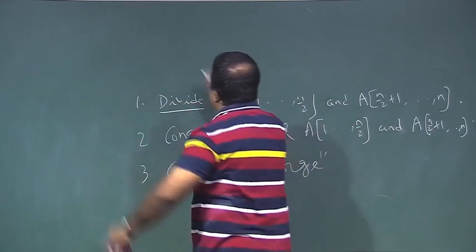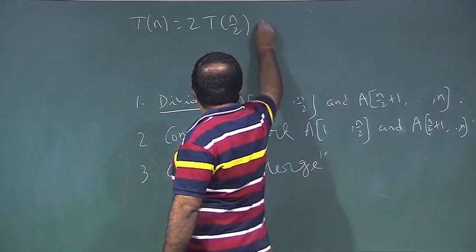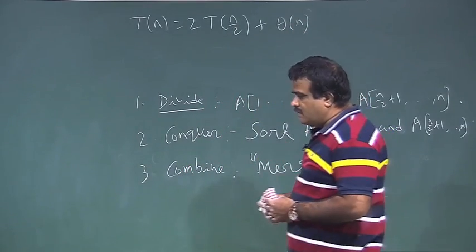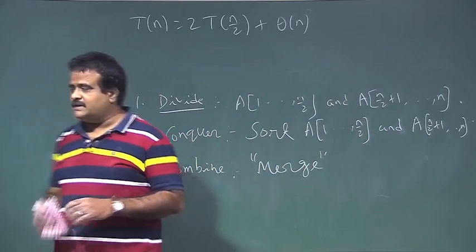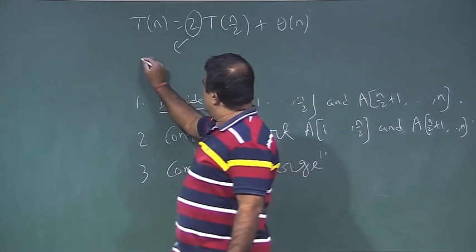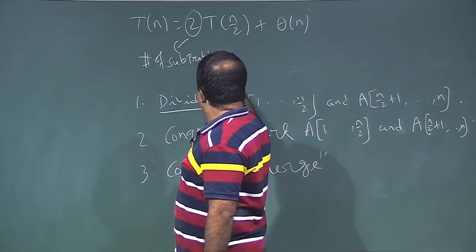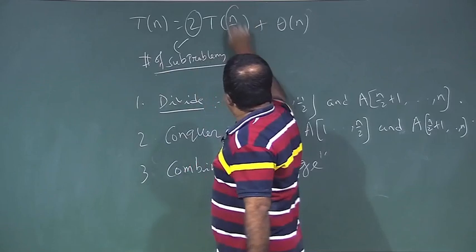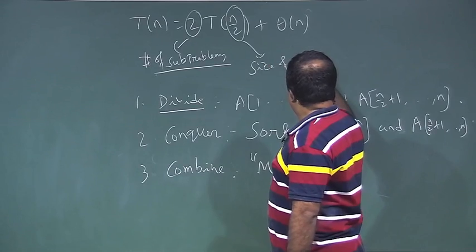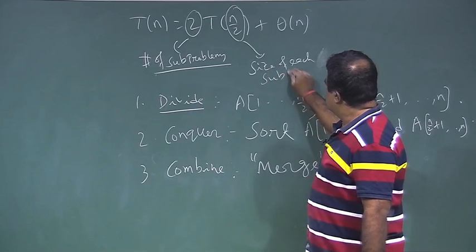T(n) is equal to 2T(n/2) plus theta of n. Okay. So any divide and conquer technique will have this type of recurrence. Here 2 is the number of subproblems. In merge sort we have 2 subproblems, and this n by 2 is the size of each subproblem.